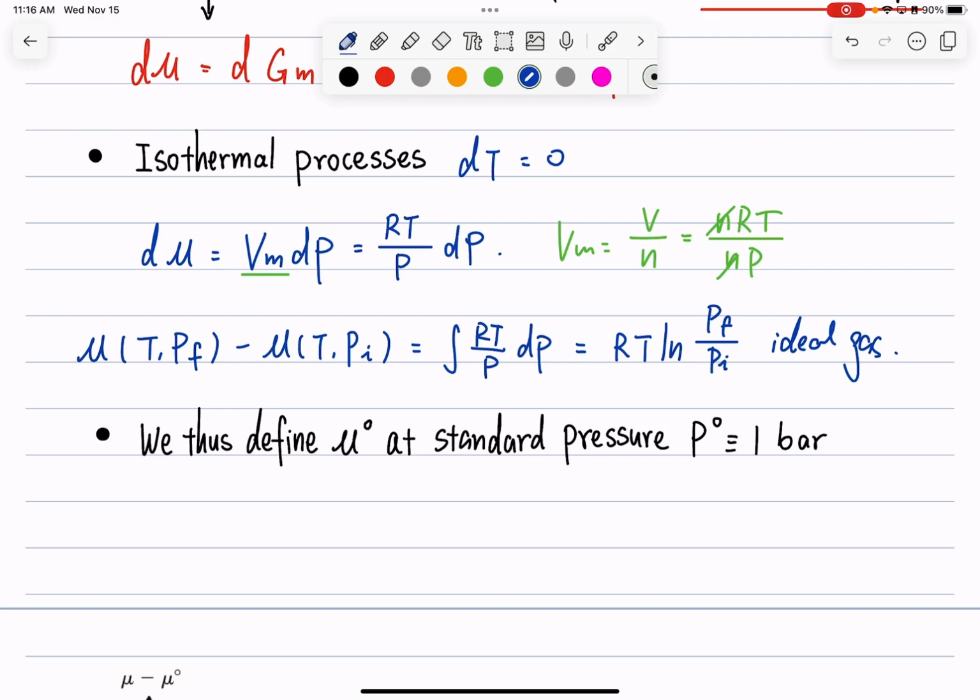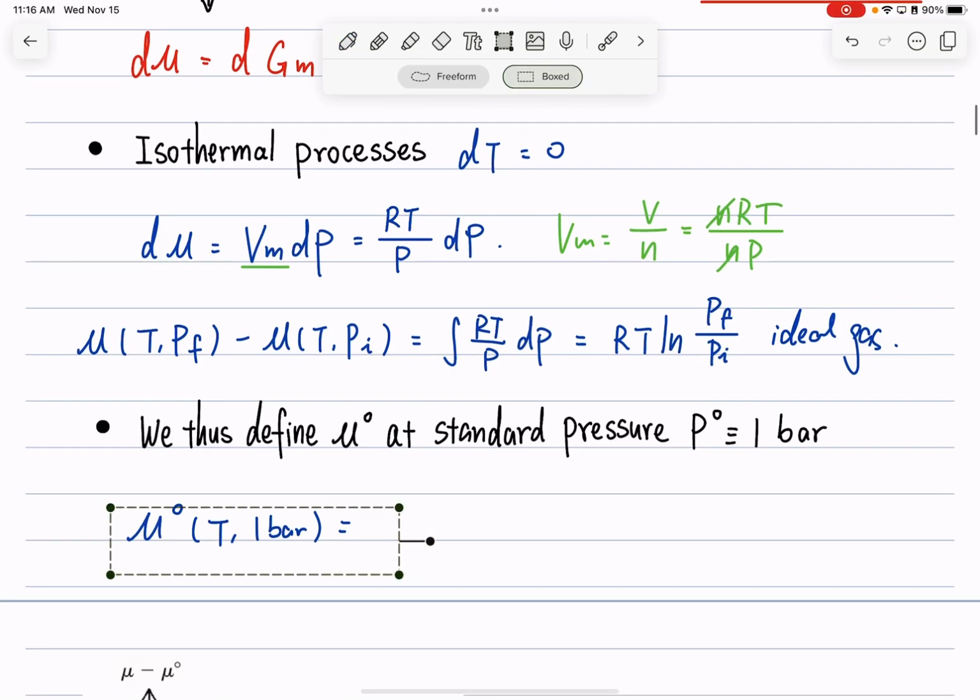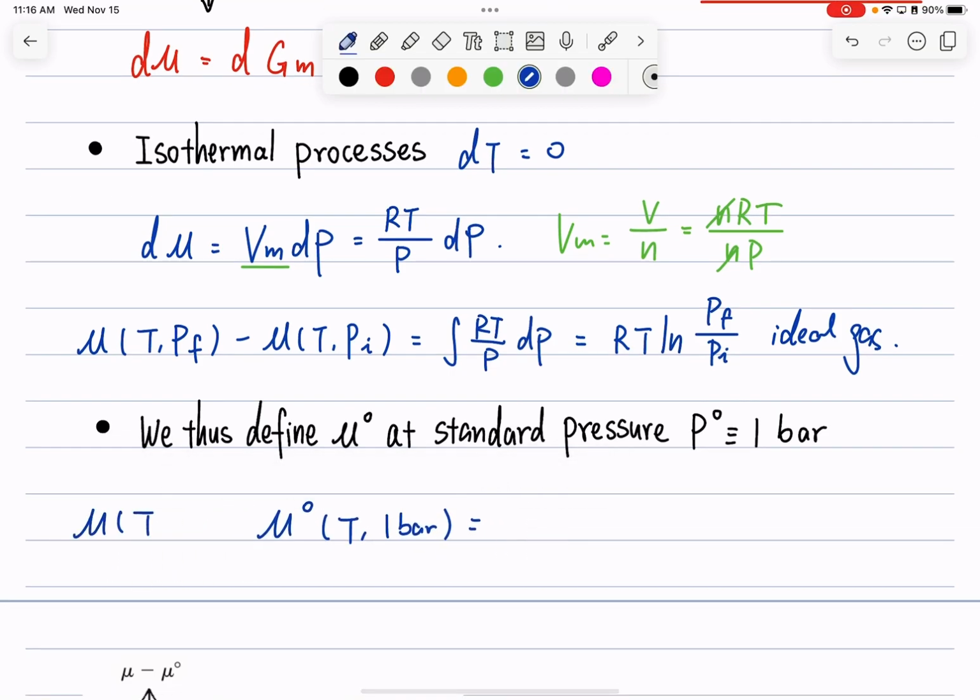All right. Now if we're looking at that standard pressure scenario, we can add that superscript, that little nought, which means standard condition. It's ideal, it's at 1 bar. So here, the difference between mu of T at some pressure and that standard chemical potential becomes RT ln of some pressure over that standard pressure P naught.